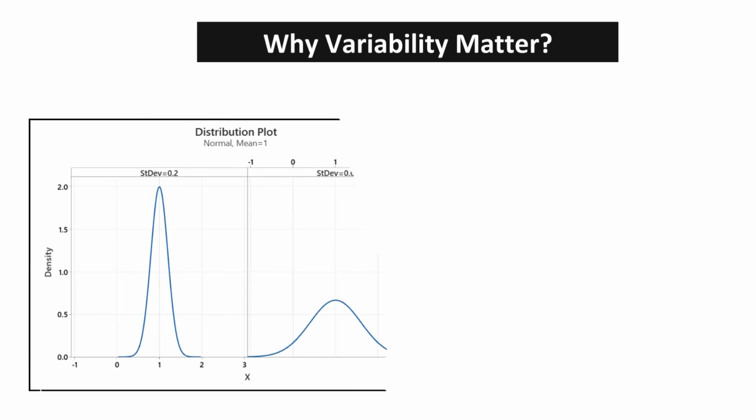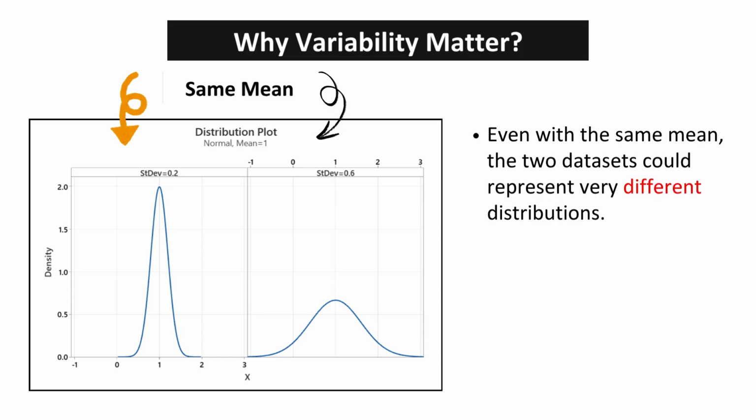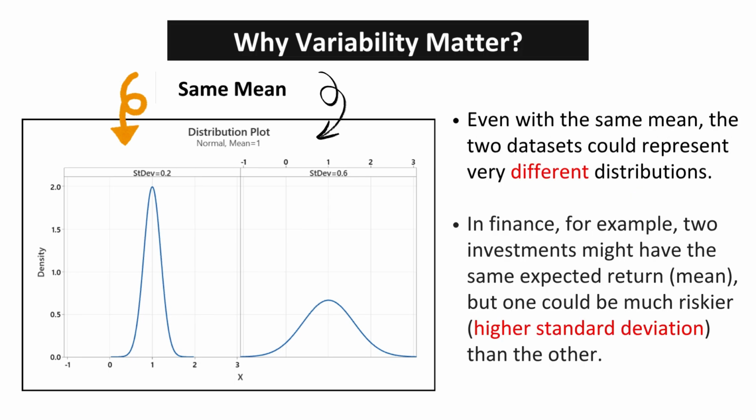Why does variability matter? The image shows two distribution plots with the same mean value of 1. Even with the same mean, the two datasets could represent very different distributions. In finance, for example, two investments might have the same expected return, mean, but one could be much riskier, higher standard deviation, than the other.